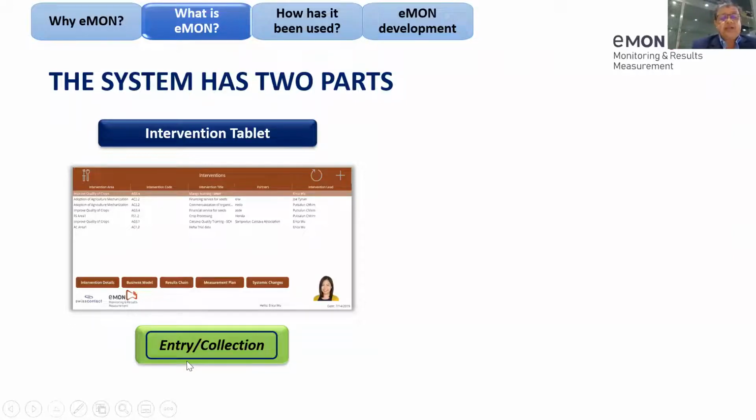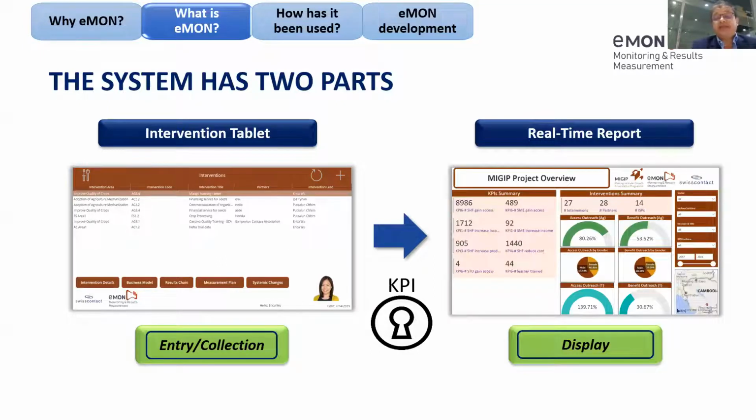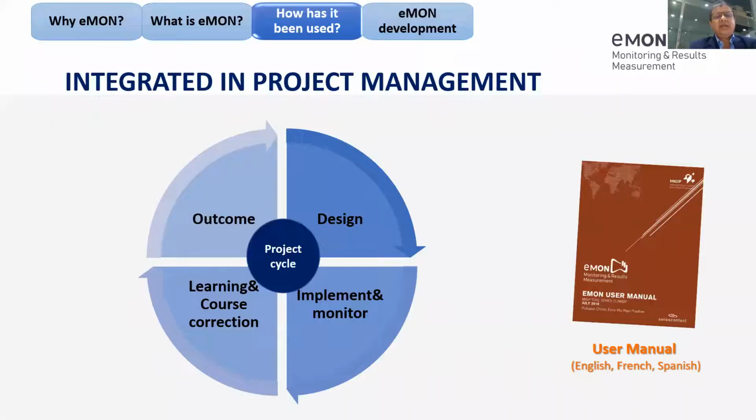e-MON has 2 parts. You will see them again in the demonstration. One is the intervention tablet. This is based on the Power App program, where you can enter and collect the data of interventions. And then the KPIs, whatever KPIs you choose in a project, can be visualized in something called Power BI. I think a lot of us are probably more familiar with Power BI because we see it extensively used. However, Power App may be less familiar. So what we've done is use the Power App and the Power BI and bring them together into the e-MON system.